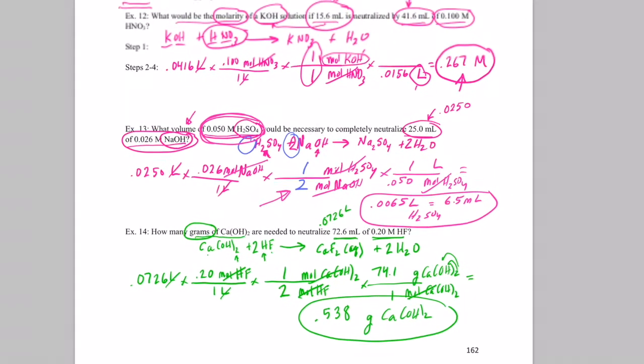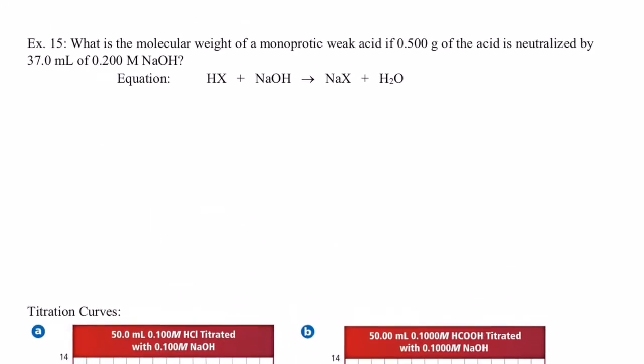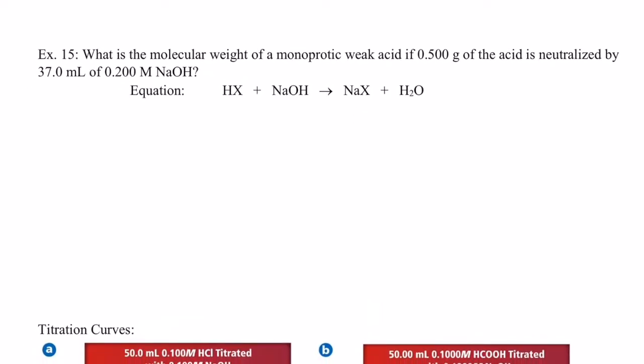Alrighty, let's take a look at the next problem. Here, we're going to find the molecular weight of an acid by doing a titration. We're actually doing this lab in class soon, so you'll have this to look forward to. This will be a nice addition to your notes that'll help you with that lab. So what I want to do on example 15 is find the molecular weight.